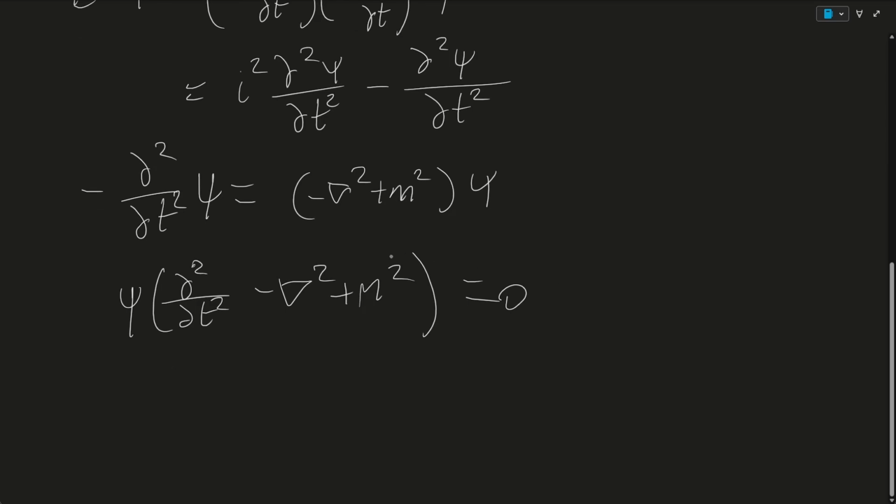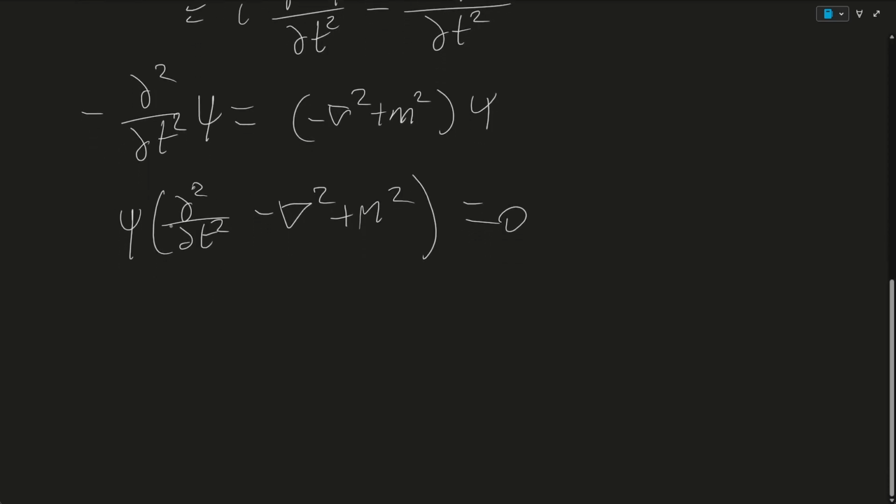And this is our Klein-Gordon equation, which is correct relativistically, so it's useful, but it's second order with respect to time, which causes problems with single-particle probability densities, because you get negative probability densities. So what we want instead is an equation that's first order in time.